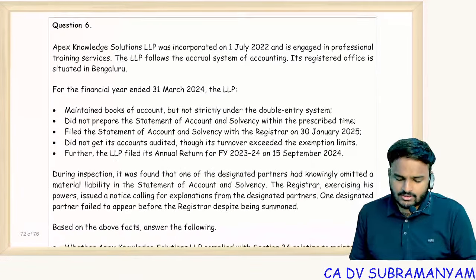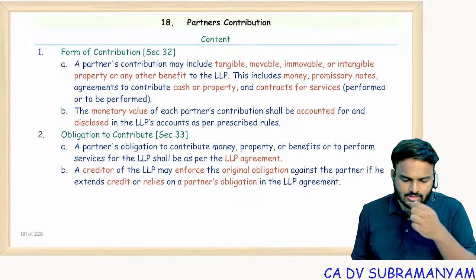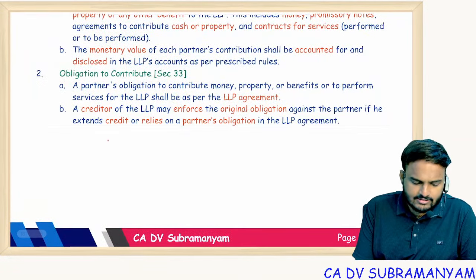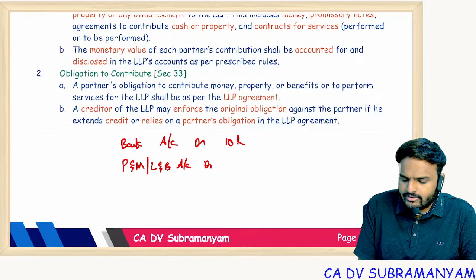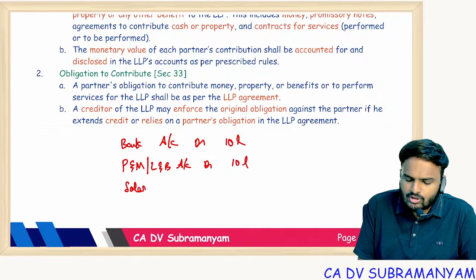Next one is regarding maintenance of books of accounts. See, partner's contribution, simply one entry I'll write, you'll understand. Partner's contribution entry would be: we are getting some amount in bank, so bank account debit 10 lakhs. One partner is bringing plant and machinery or land and building, account debit 10 lakhs. One partner is providing services and he is not charging a single rupee also, simply partner's salaries account debit 10 lakhs.